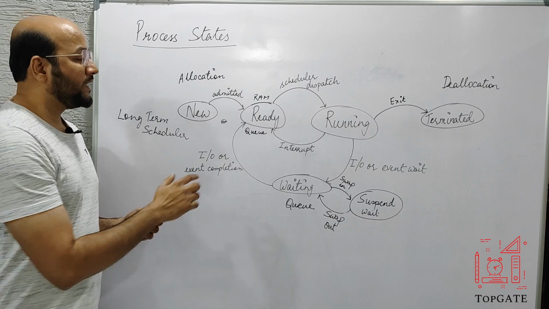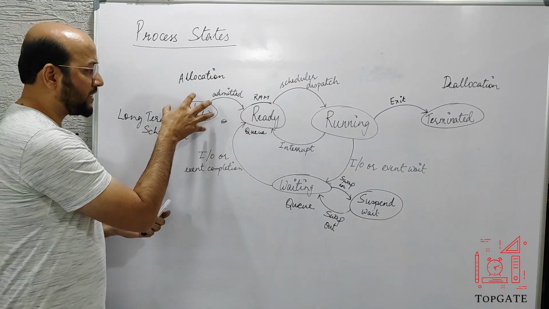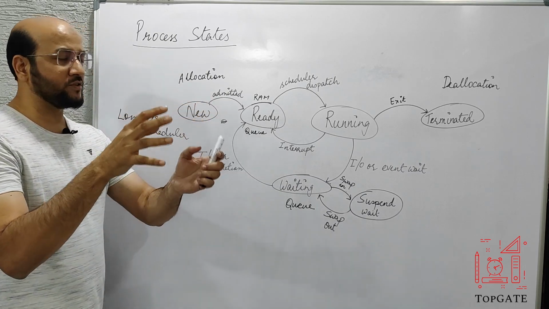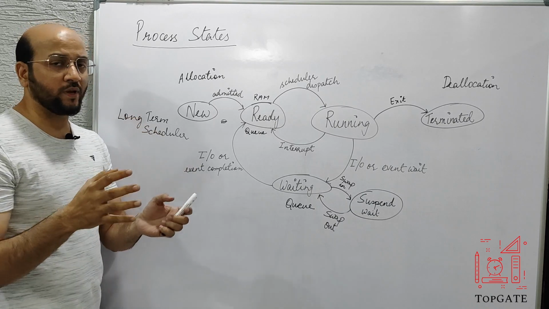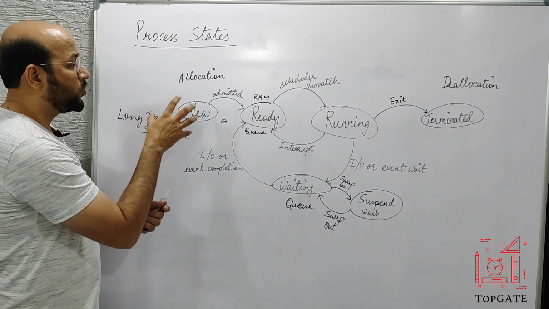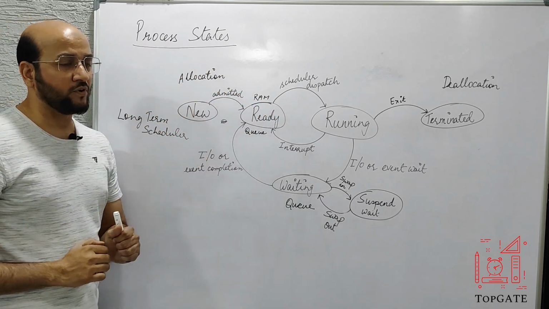Clear? And in the ready state, we can have several processes. That is, processes are coming there in the new state, they are acquiring their resources, and they are informing the operating system that they are ready to begin the execution. The operating system is instructing the long-term scheduler to pick that process from the new state and send it to the RAM in the ready state.